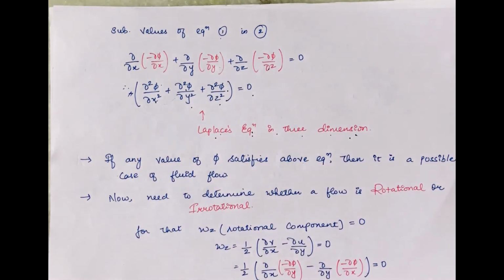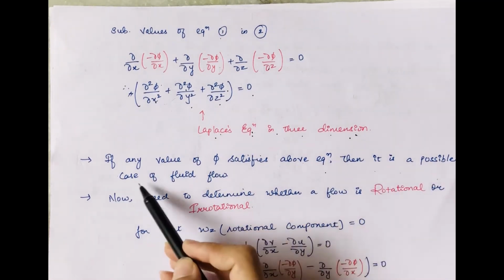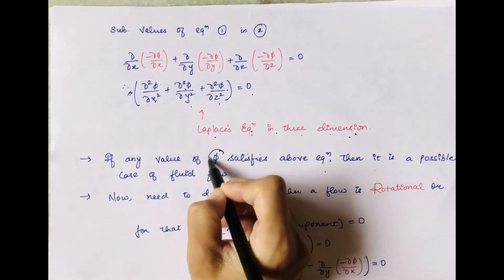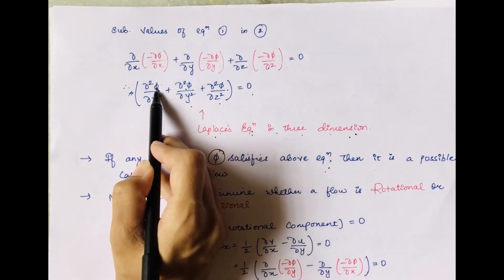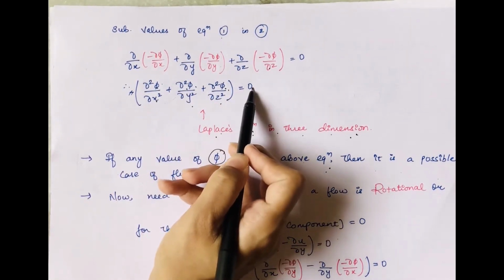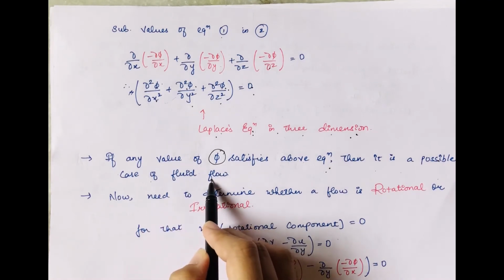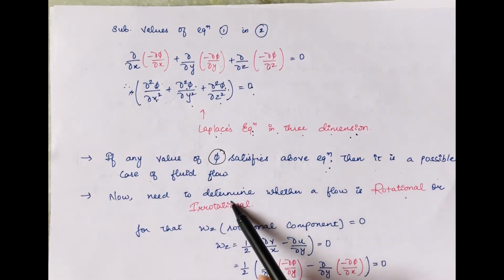Okay, so if any value of phi satisfies the above equation, then it is a possible case of fluid flow. Again, if phi satisfies the above equation, that is, by substituting the value of phi in this equation we get the value equal to 0, then it will represent a possible case of fluid flow. Now again, as we did in the case of stream function, we need to determine whether the flow is rotational or irrotational.